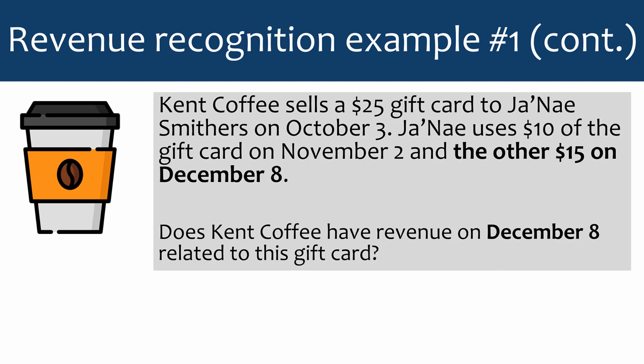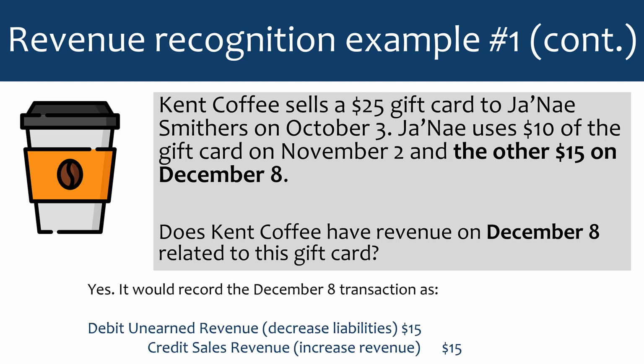So Kent Coffee, again, same transaction, but now we're looking at the $15 that she uses on December 8th. Does Kent Coffee have revenue on December 8th related to this gift card? The answer is yes. It would record the December 8th transaction as debiting unearned revenue, which decreases liabilities for the $15, and then credit sales revenue, which increases revenue for the $15. So we're done with that example. Let's go on to another one that's a little more involved.